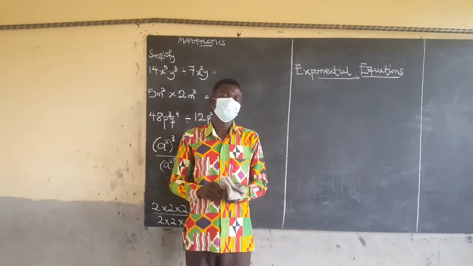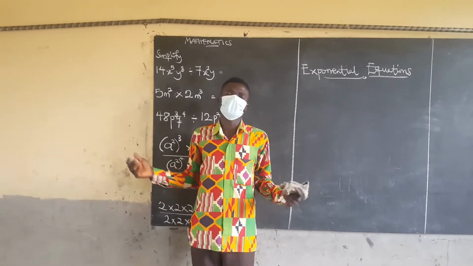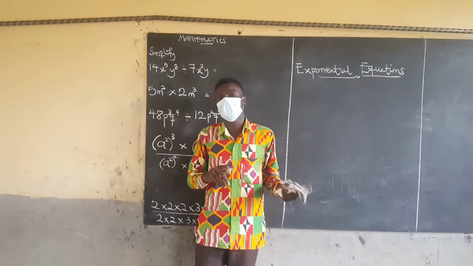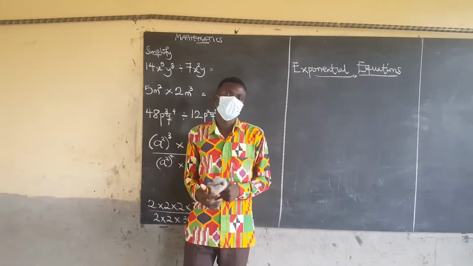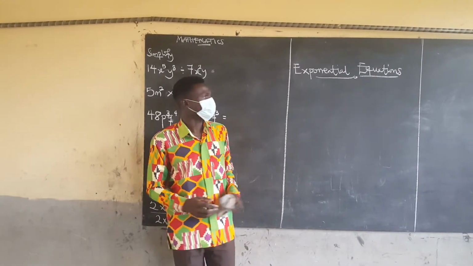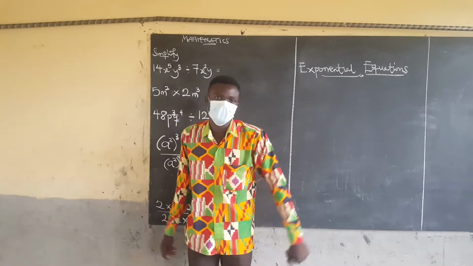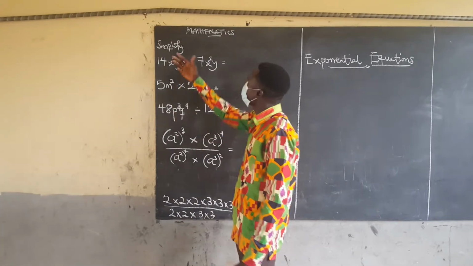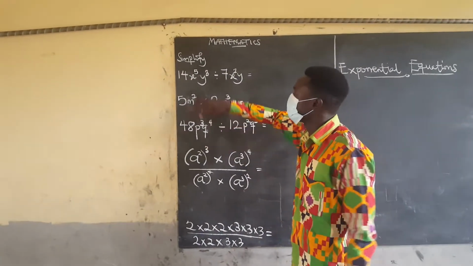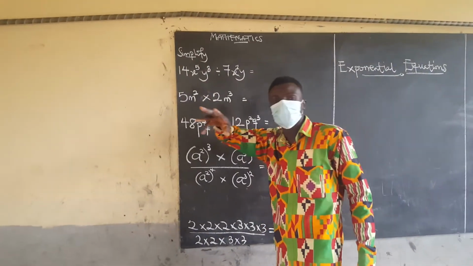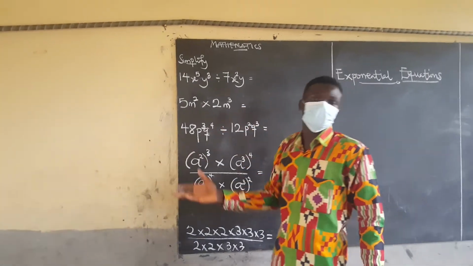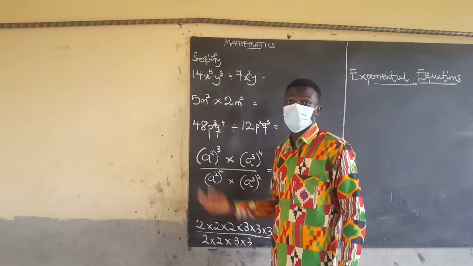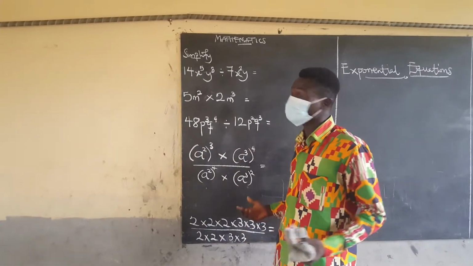We looked at examples. Today we want to do some examples under division and multiplication of powers, and we'll do the last one under powers, which is the exponential equation. So let's say we have simplify, and simplify is the most common word in mathematics. When you say simplify, then it means you have to do something.